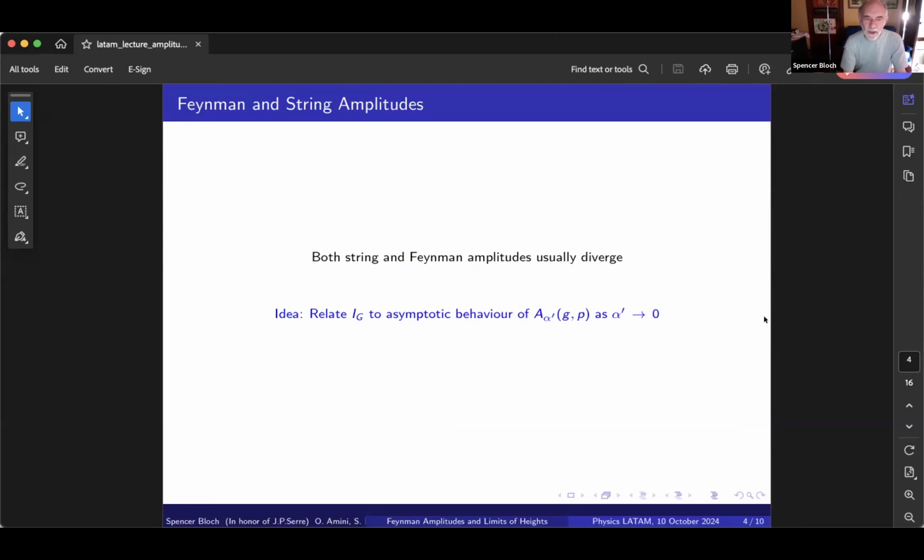We'd like to relate the Feynman amplitude to the asymptotic behavior of the string amplitude as the string length, alpha prime, which is the string length squared as far as I can tell, goes to zero. We get a certain asymptotic behavior, and that's what we want to understand. Okay.